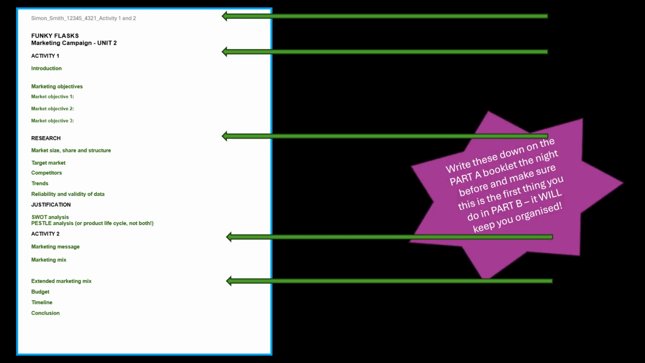Just a quick reminder, because this is absolutely crucial: write down the headings that are on the left there on the Part A booklet the night before, and make sure this is the first thing you do in Part B. Write down all of these headings and it will keep you organized throughout writing your marketing campaign. So let's get started now on going into a bit more depth on each section so you know how to fill it out, or certainly what to consider under each section.